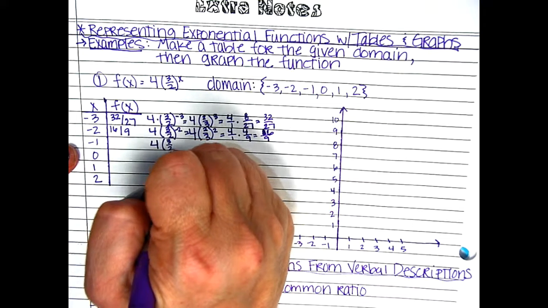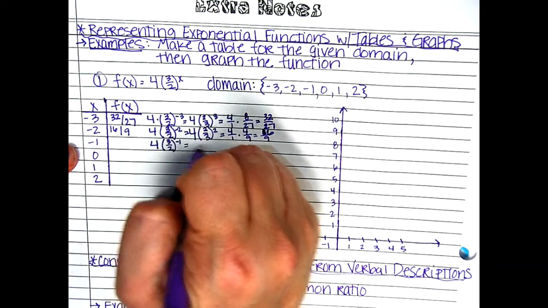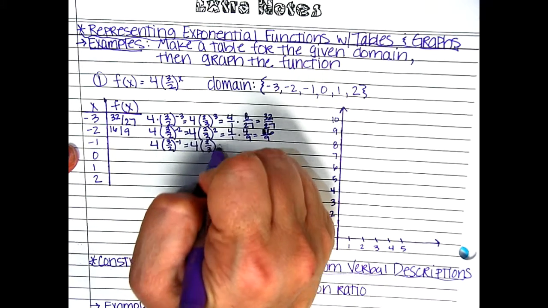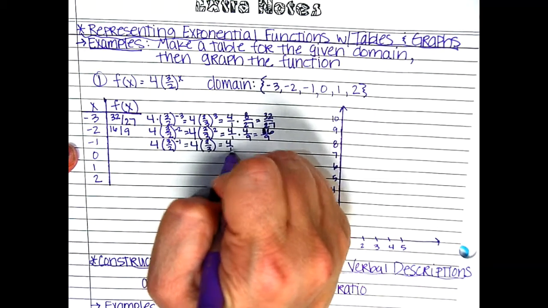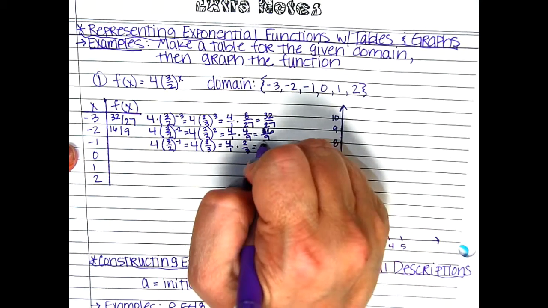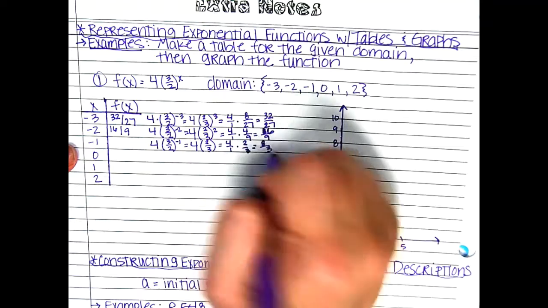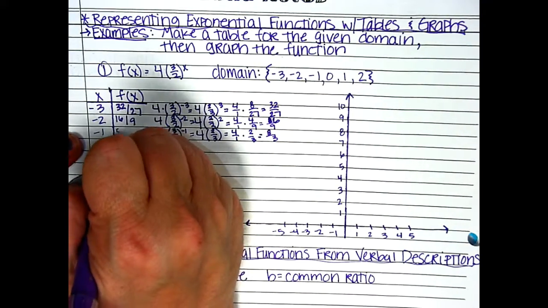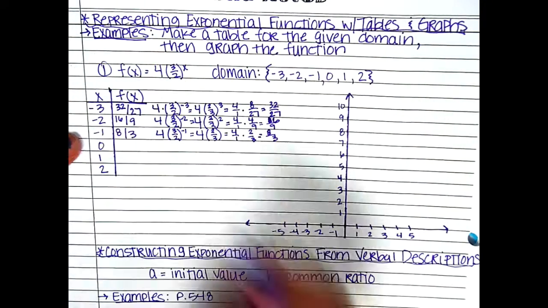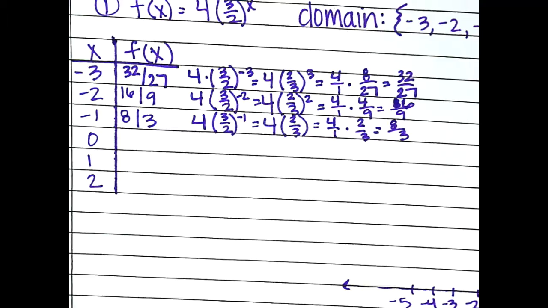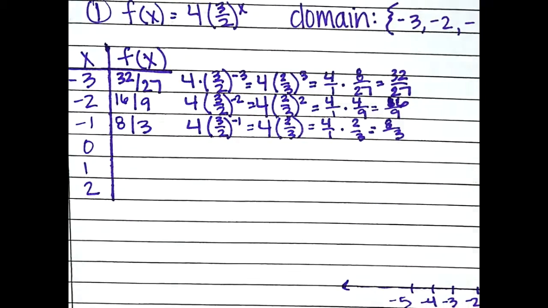So then I have 4 times 3/2 to the -1st. So that's 4 times 2/3. So 4/1 times 2/3 gives me 8/3. So this is 8/3. Try to zoom in a little more so you can maybe see my work a little better.